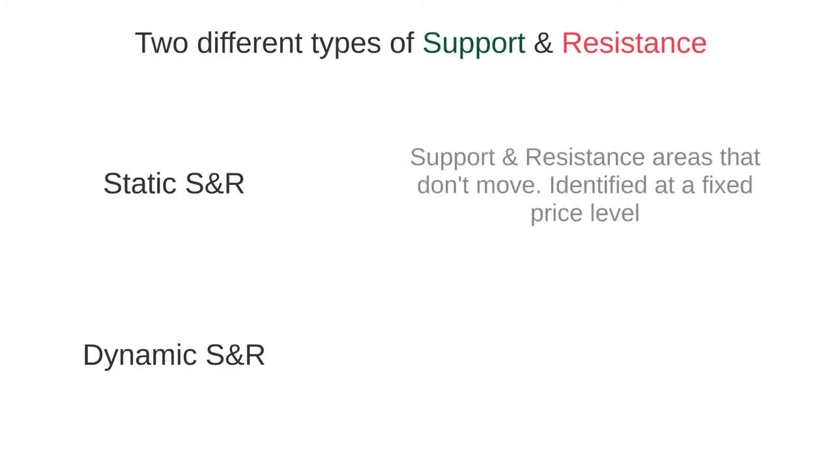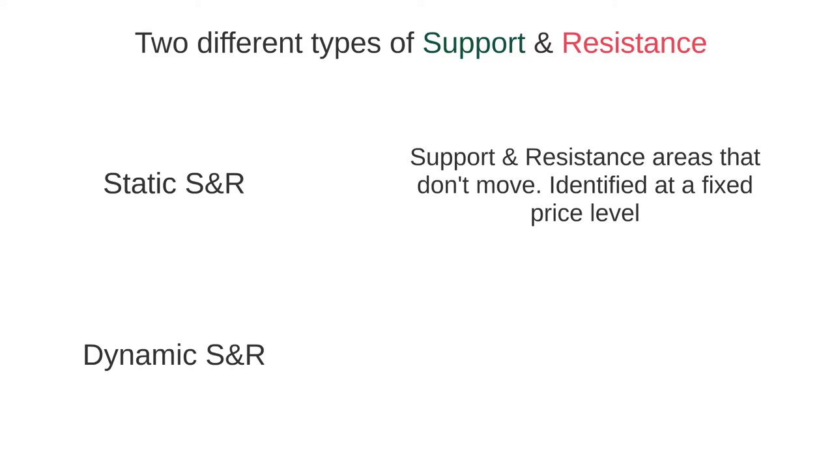There are different types of support and resistance levels, and I like to split them up into two categories: static support and resistance, and dynamic support and resistance. Static, as the name suggests, are support and resistance areas that don't move. They are identified by the specific price level that the historical price action has shown them to be at. This is the main type of support and resistance people know and refer to when they talk about it.